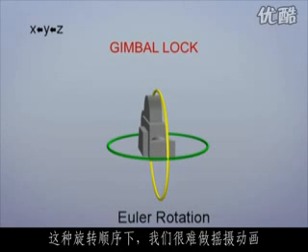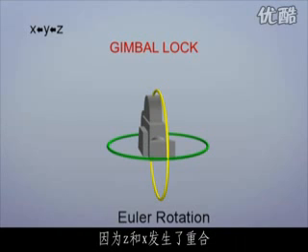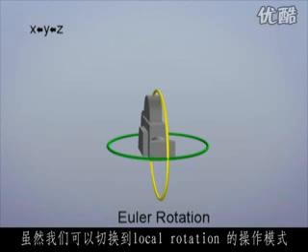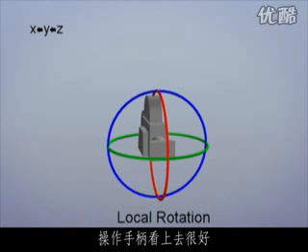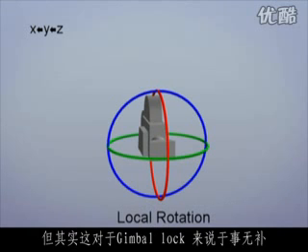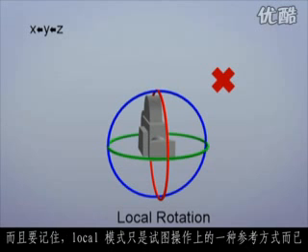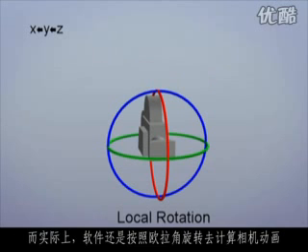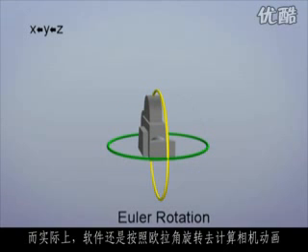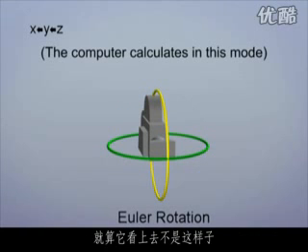In this scenario, it's difficult to roll the camera because Z, our roll axis, has been aligned with X, our tilt axis. If we switch to local object rotation mode, our manipulator will snap to the intuitive way of rotating the camera. But remember that this is only a visual guide. It simply makes it easier for us humans to rotate the camera. Under the hood, the software package is still using the Euler system, even if it doesn't appear that way.